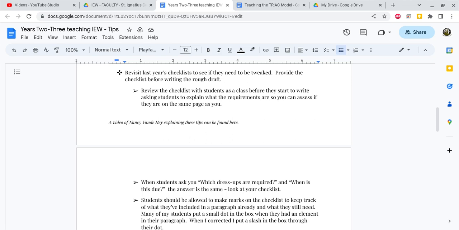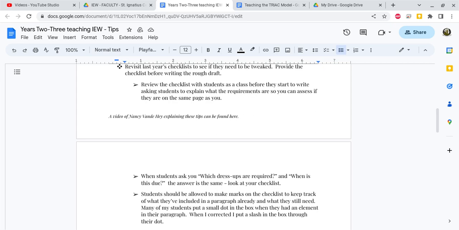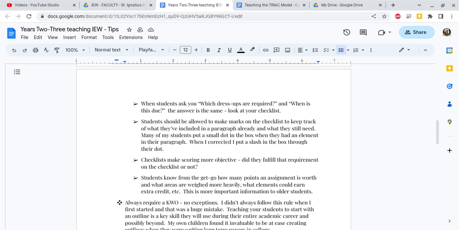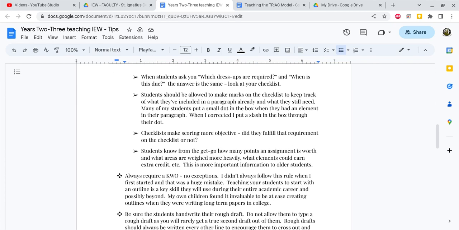We kind of talked about that already. But make sure every single assignment does include a checklist, and please give it to them before they write the rough draft. This is a great way to review the assignment by going through the checklist with them. I would encourage you to have students read out loud something that's on the checklist and then have them put it in their own words and explain it. It's a great way to find out if they understand what the requirements are.